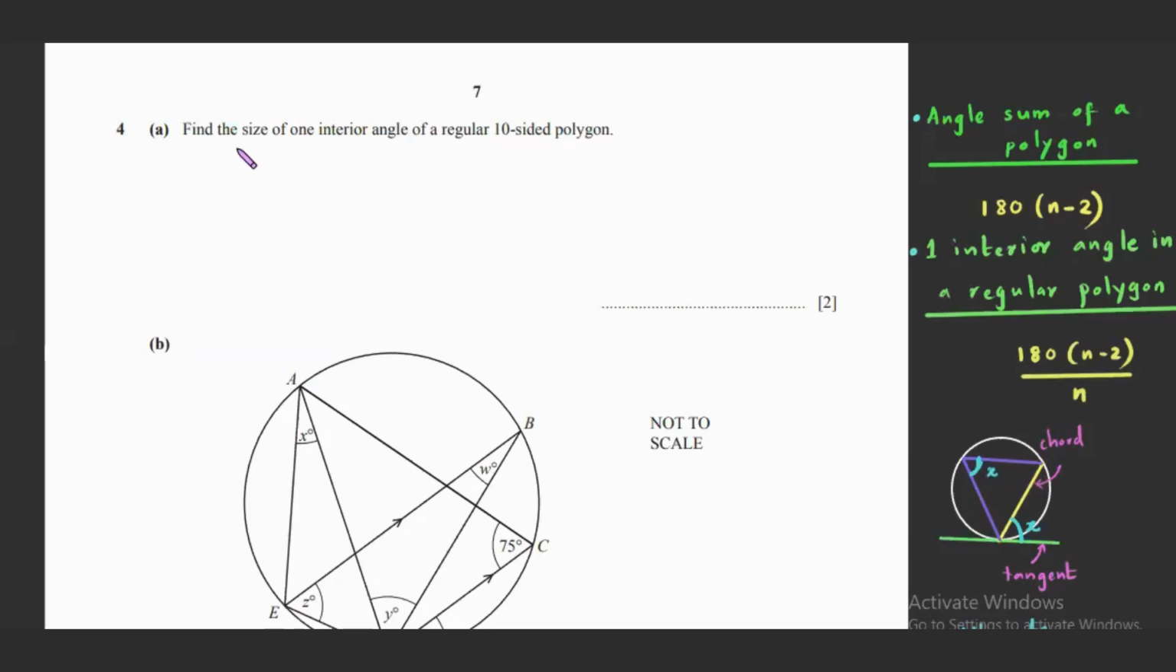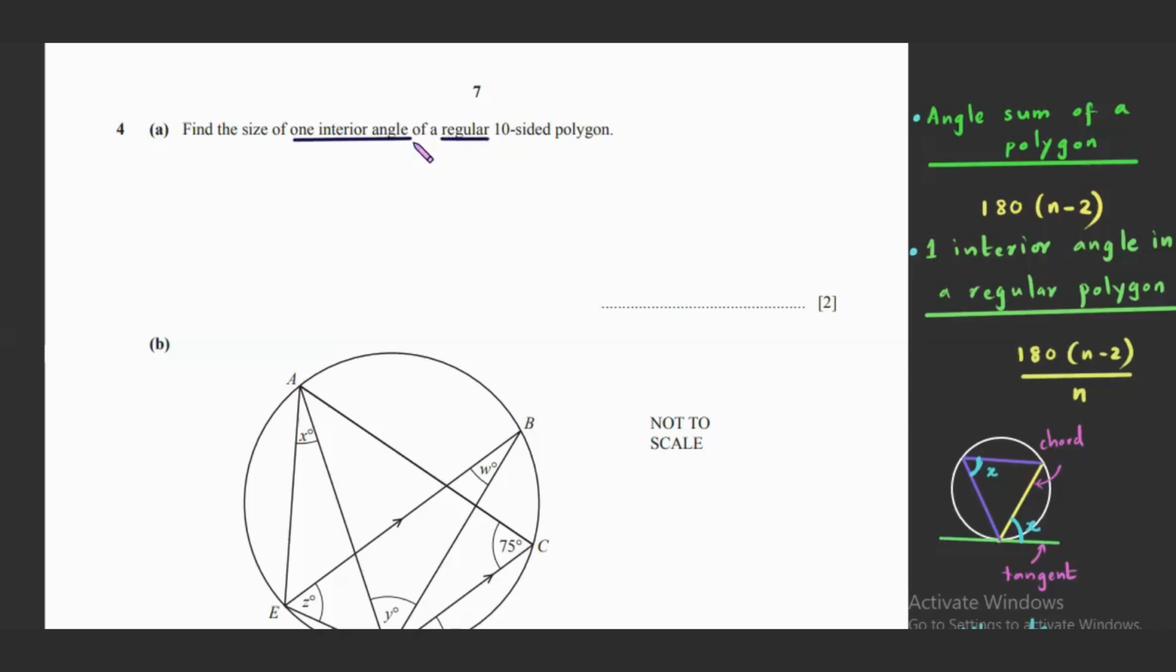Question 4. Find the size of one interior angle of a regular 10-sided polygon. Now in this, the key information is that we need to find the value of one of the interior angles, and this is a regular polygon.